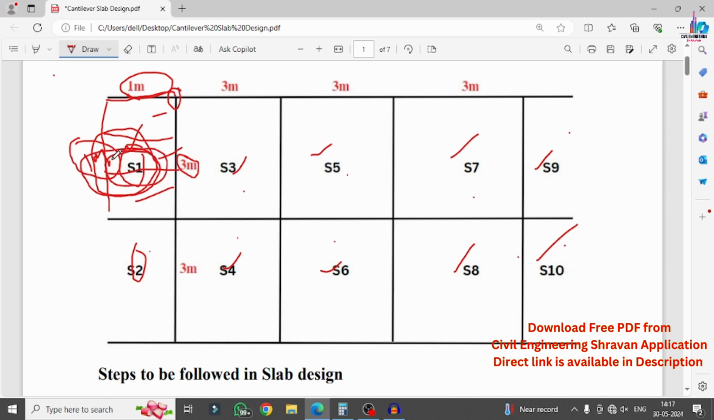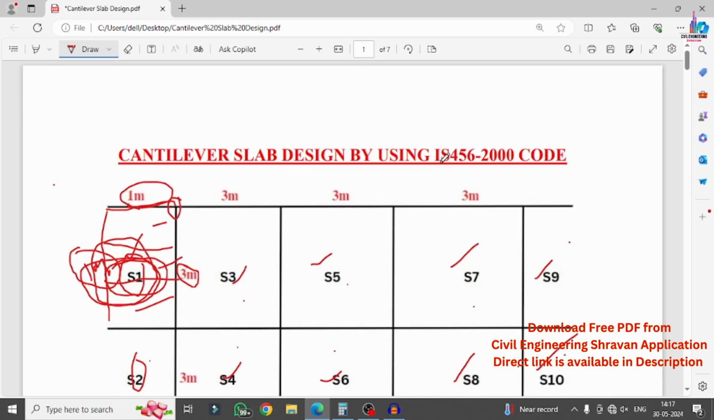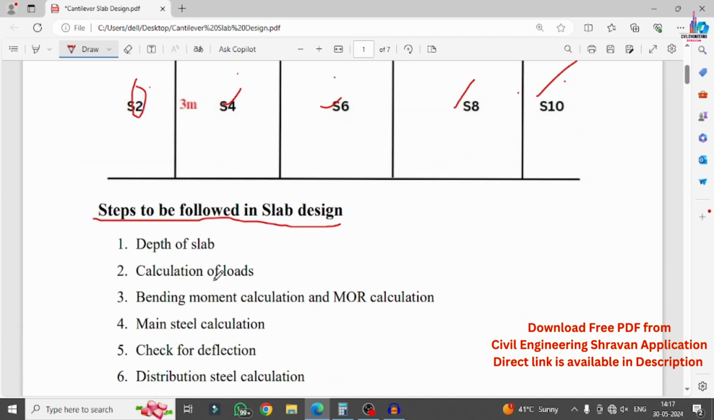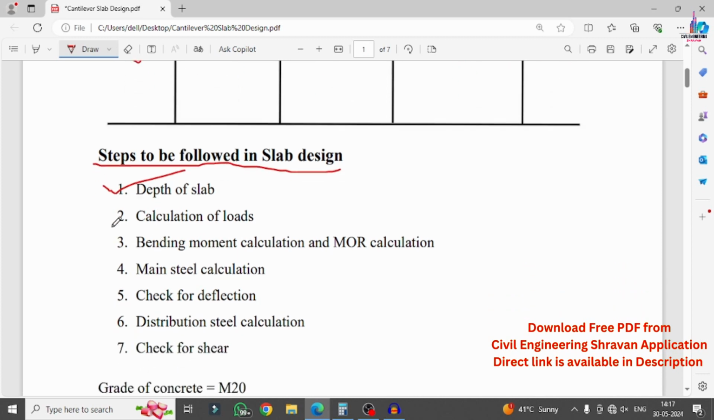The following are the steps we need to consider for the designing of the cantilever slab as per IS 456 2000 code. In that, the first step is to calculate the depth of the slab. This is one of the most important. Basically, in the slab designing section, we need not assume the value of the depth of the particular slab. We have to calculate that value according to the specifications like grade of the steel and percentage of the tension steel.